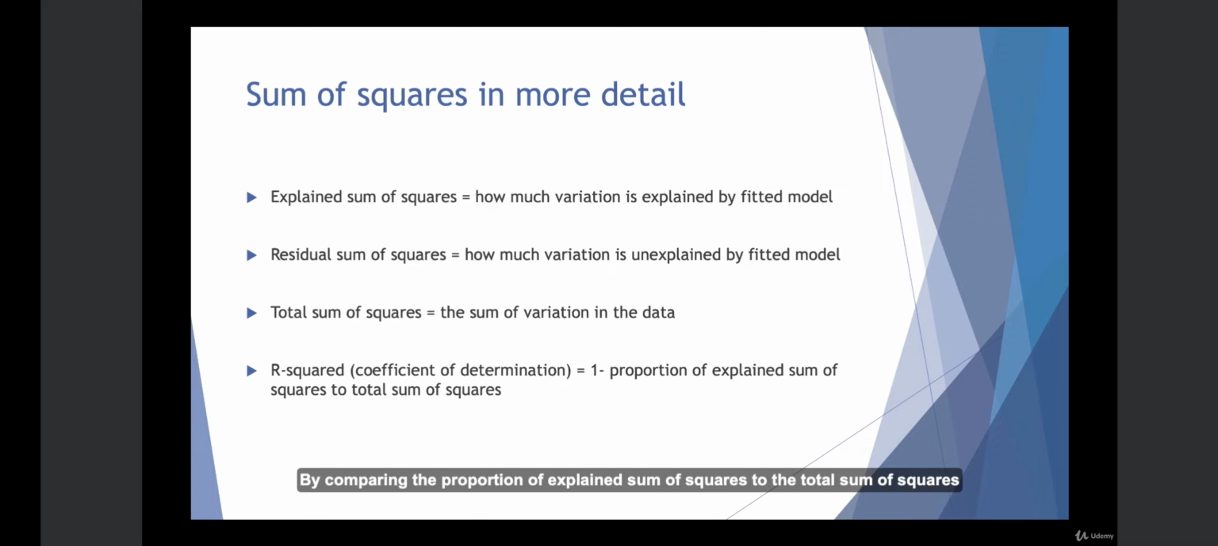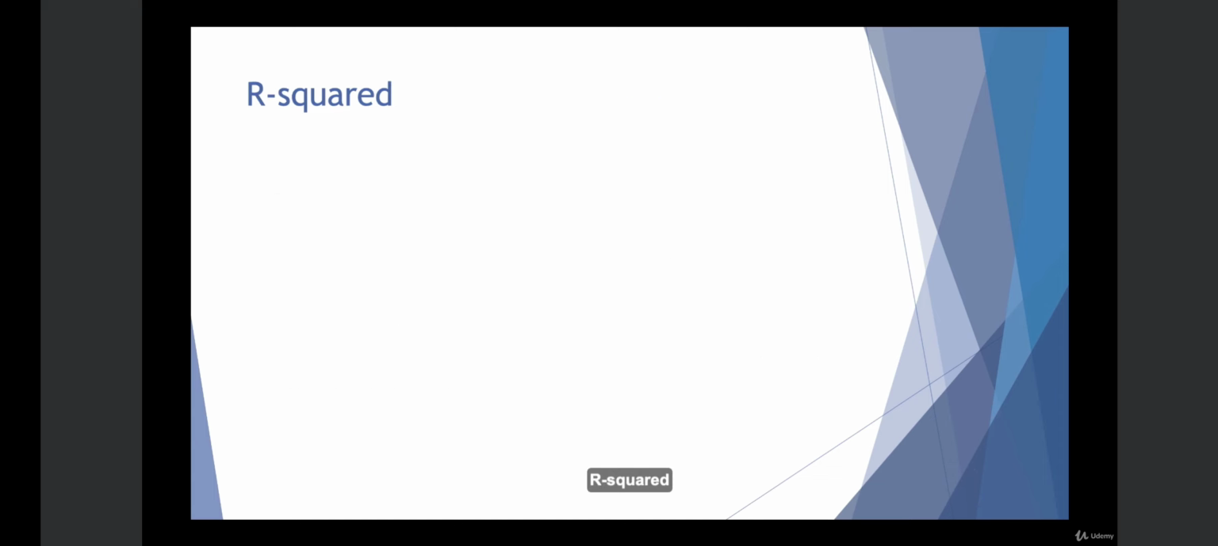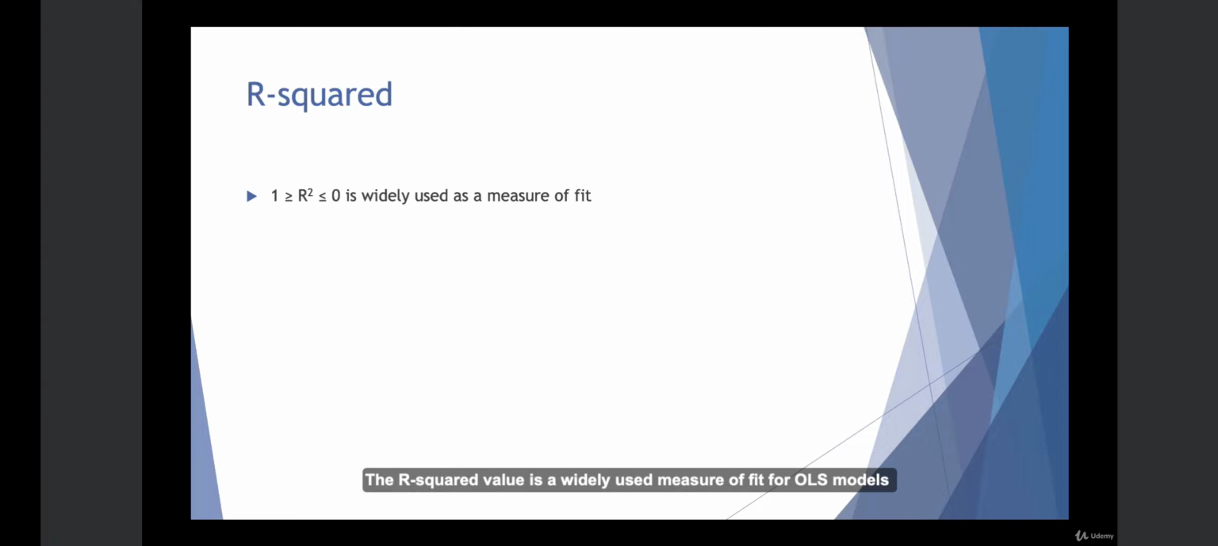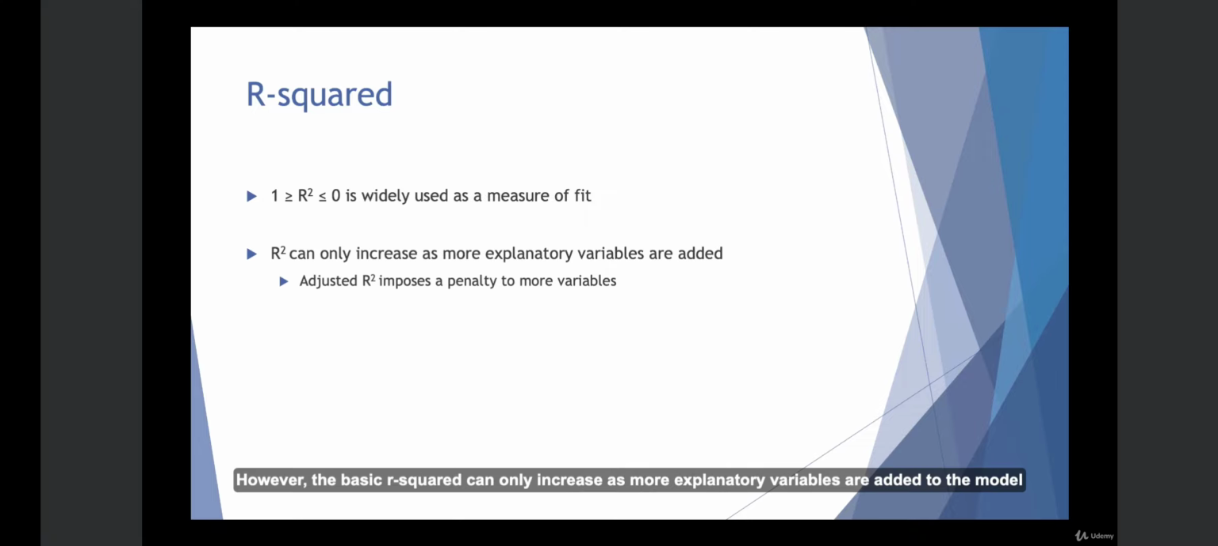By comparing the proportion of explained sum of squares to the total sum of squares, we can produce something called the coefficient of determination, often called R squared. The R squared value is a widely used measure of fit for ordinary least squares models, and the value indicates how well the model fits the data. Values of 1 mean a perfect fit. Values of 0 mean a terrible fit. However, the basic R squared can only increase as more explanatory variables are added to the model.